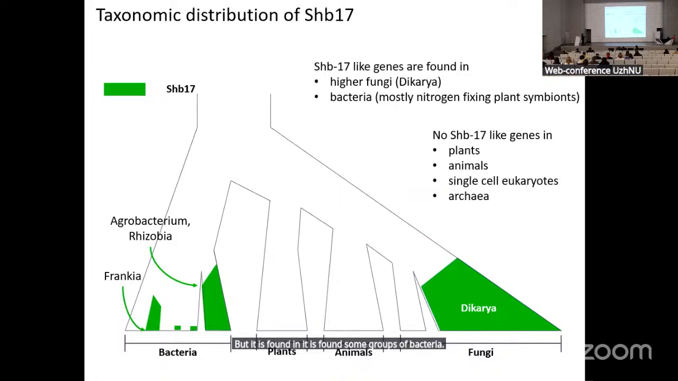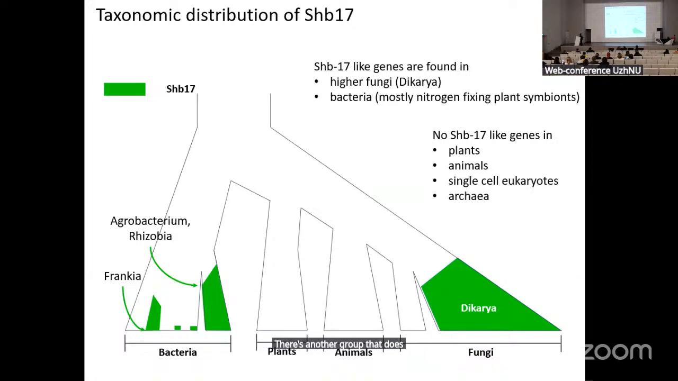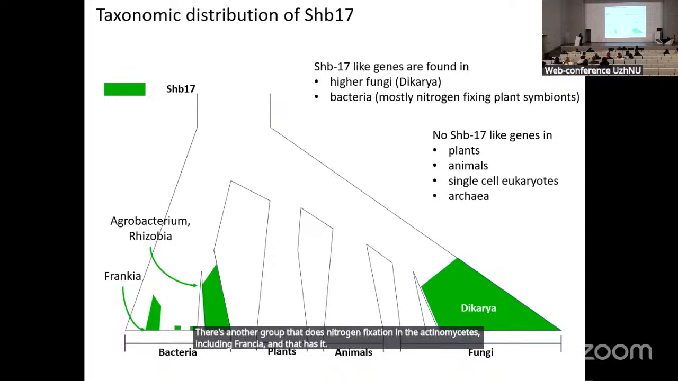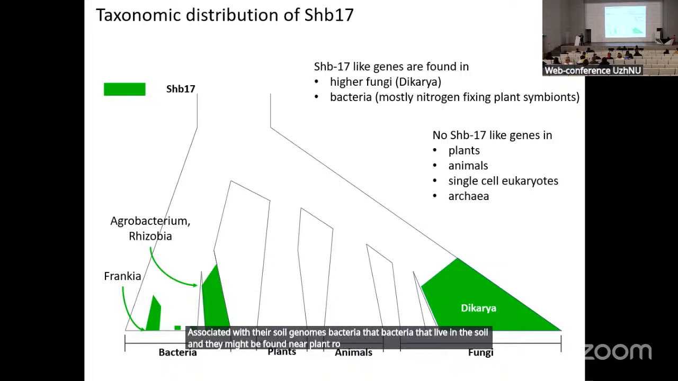And the largest group of bacteria are the rhizobia. So these are species that form nodules on plant roots and have a symbiotic relationship with plants in which they do nitrogen fixation. There's another group that does nitrogen fixation, the actinomycetes, including Frankia, and that has it. And then there were isolated genomes in the tree associated with soil genomes, bacteria that live in the soil, and they might be found near plant roots, but they aren't nitrogen fixing.